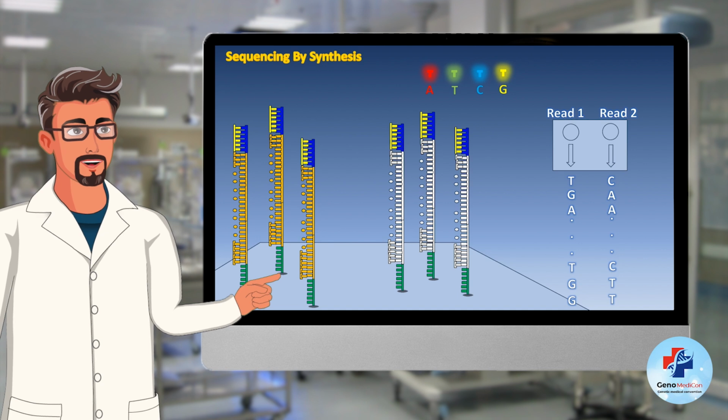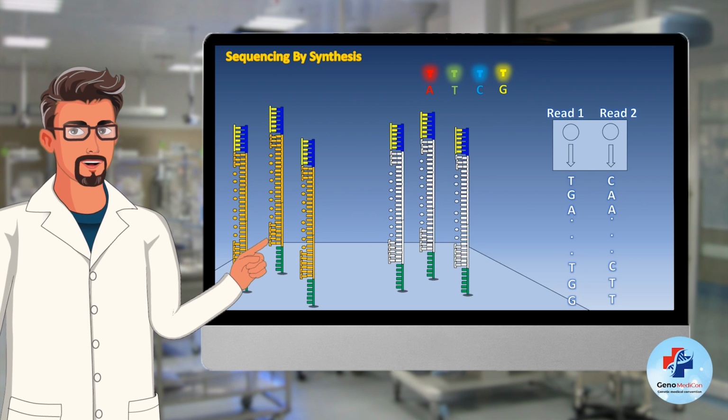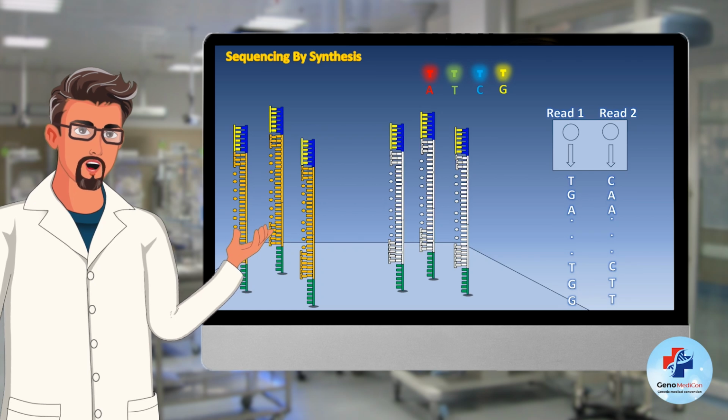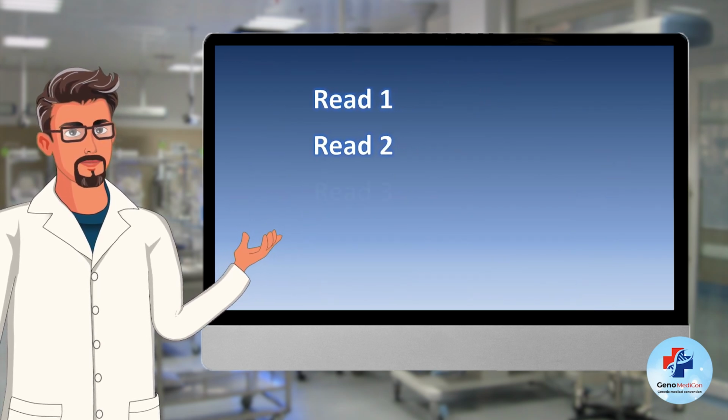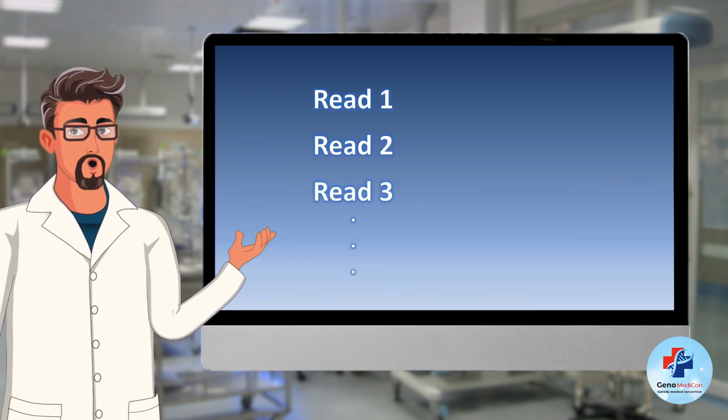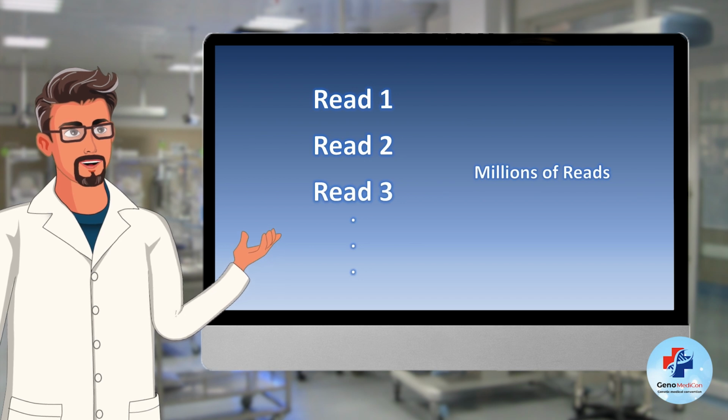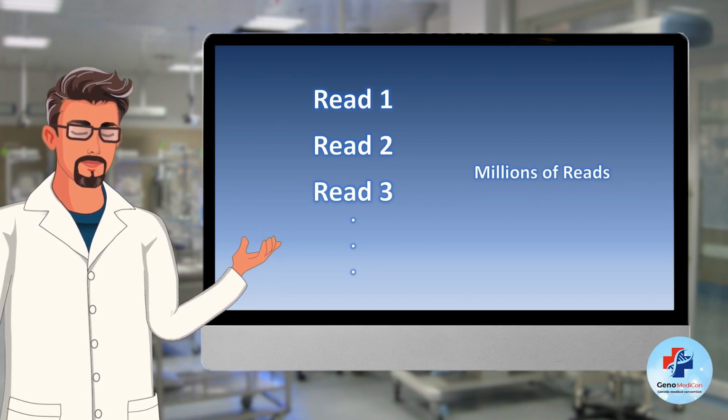Sequencing by synthesis is a cyclical process. In each cycle, a single nucleotide is added to the growing strand. The platform records the light emitted by the newly added nucleotide, and the cycle is repeated until the entire sequence is read base by base. This process generates millions of short reads, each representing a fragment of the original DNA.